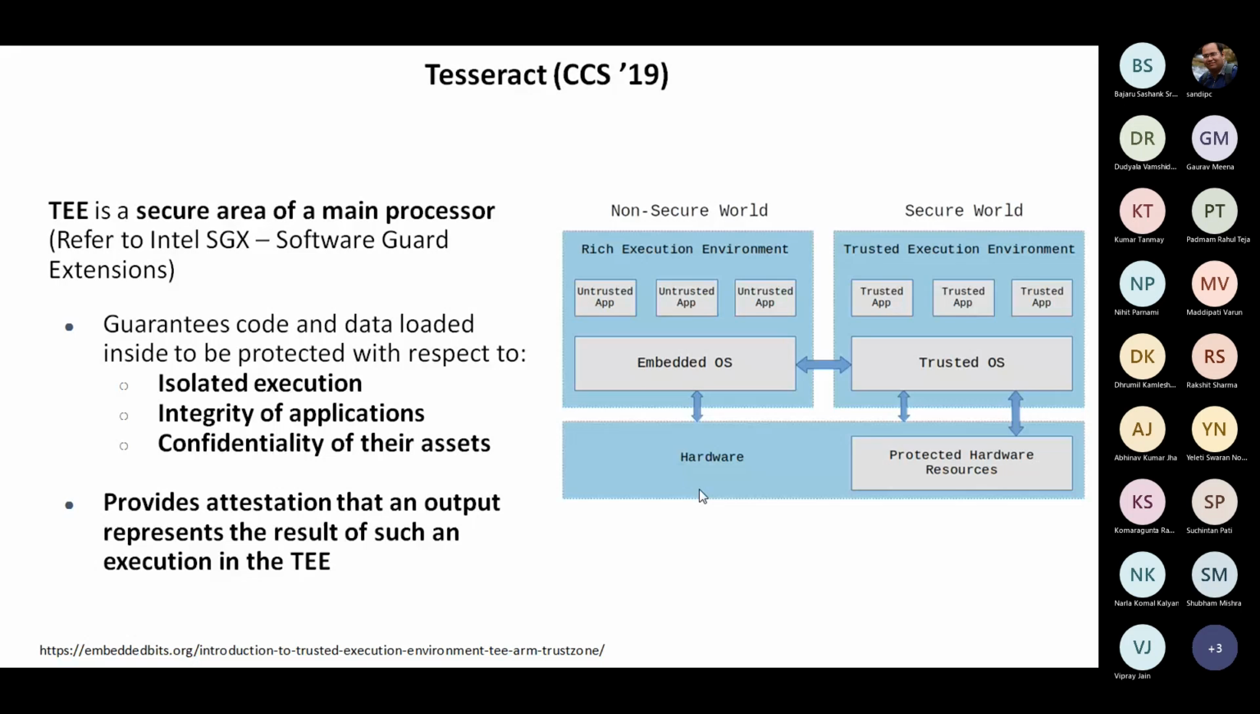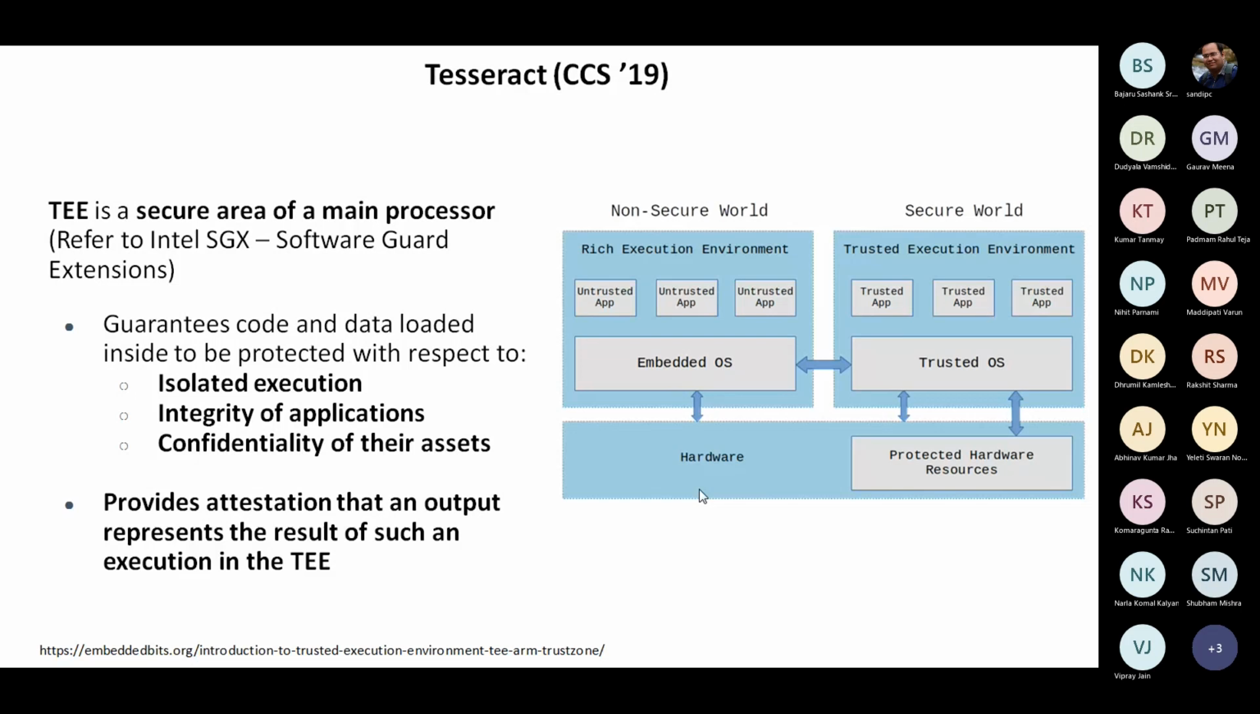What it does is that this TEE guarantees code and data loaded inside it to be protected. It is guarded through isolation of execution, so it is not affected by the execution of other processes. It also guarantees the integrity of the applications that are running, that is the trusted apps that you see in the diagram, meaning they have not been tampered with, and the confidentiality of their assets, meaning the data there cannot be accessed other than by certain secure means. These are the ones that are guaranteed by this trusted execution environment.